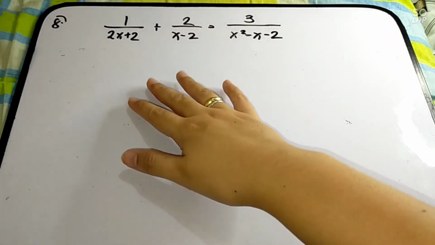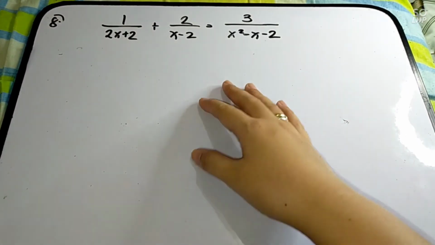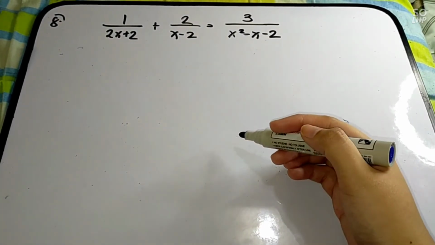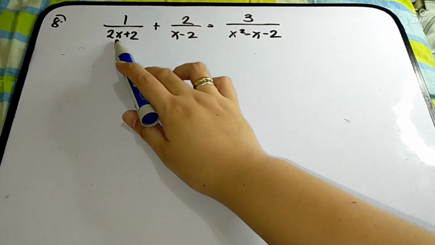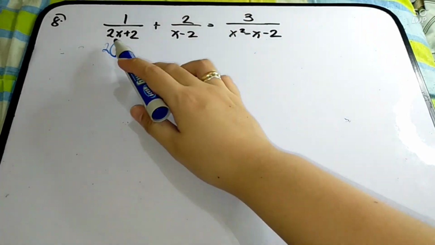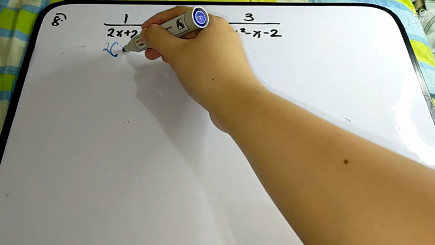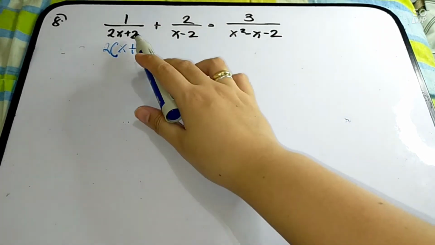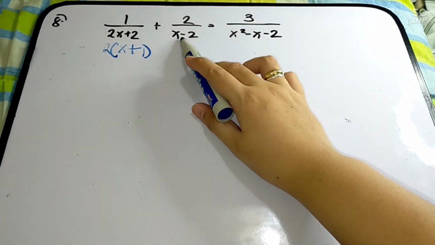We have 1 over 2x plus 2 over x minus 2 is equal to 3 over x squared minus x minus 2. So, tingnan muna natin kung meron tayong maipa-factor. We can factor this one by using common monomial. Ang common sa kanya is 2. Tabas mo. So, 2x divided by 2, the answer is x, plus 2 divided by 2, the answer is 1. So, that's the factor of your denominator. Then, dito, okay na to.